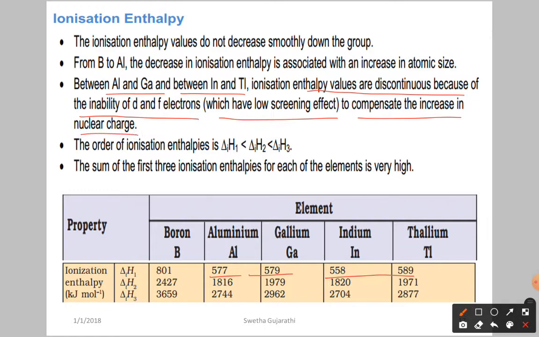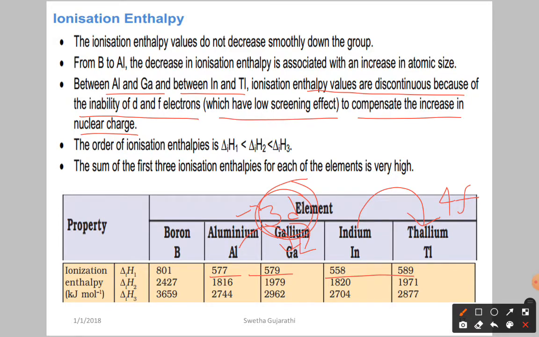From aluminium to gallium, 3d electrons are present in gallium, so there is a poor screening effect. The nuclear attraction over the outermost shell increases, the size decreases, and so ionization enthalpy increases. Again from indium to thallium, we have the 4f electrons, and compared to 3d, 4f again has a poor screening effect.